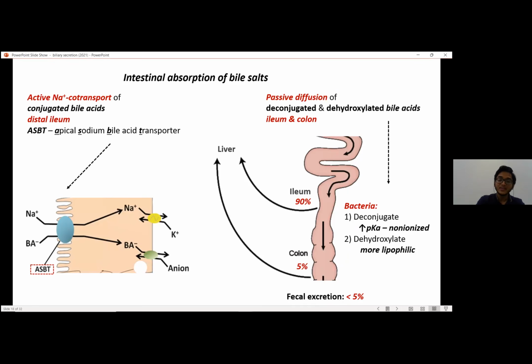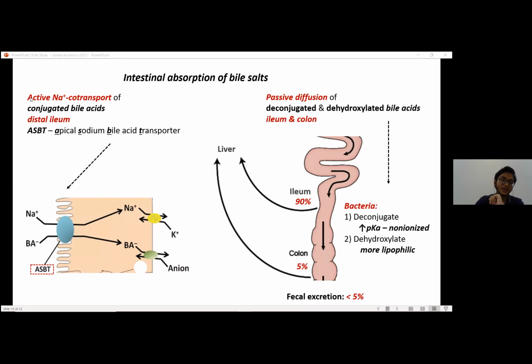One of you asked me, does enterohepatic circulation need conjugated or deconjugated bile acids? This is important, because bacteria will deconjugate and dehydroxylate the primary bile acid to produce secondary bile acid. They will be lipid soluble, and then they will passively diffuse across the membrane. However, there will be some which are not deconjugated, which are conjugated. They will be absorbed as well. You need to know this.